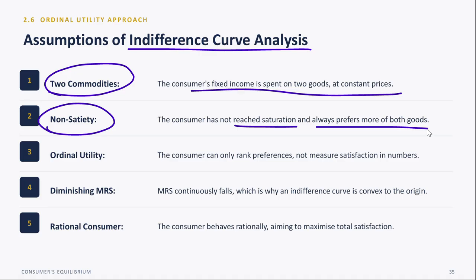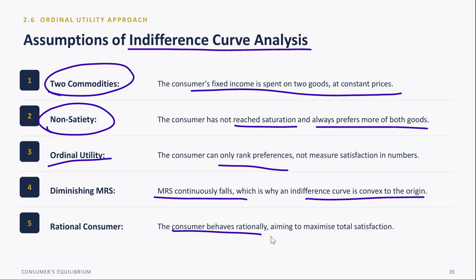So it is non-satiety. Ordinal utility: the consumer can only rank preferences, not measure satisfaction in numbers, right? So here we are not quantifying the utility, it just can be ranked. Diminishing MRS, so MRS continuously falls, which is why an indifference curve is convex to the origin, as we just saw. And a rational consumer, so the consumer behaves rationally, aiming to maximize total satisfaction. So a rational consumer will always try to maximize his satisfaction with his limited income.